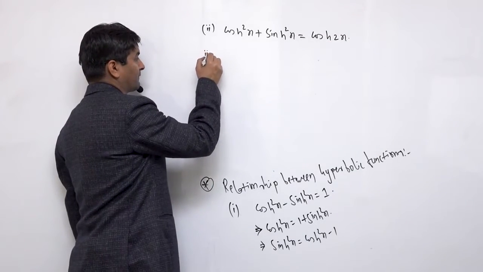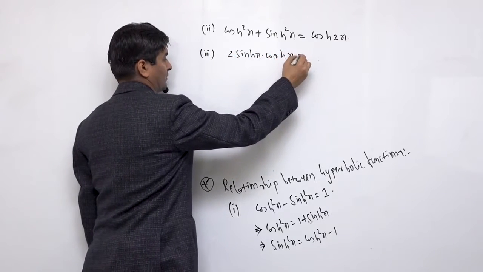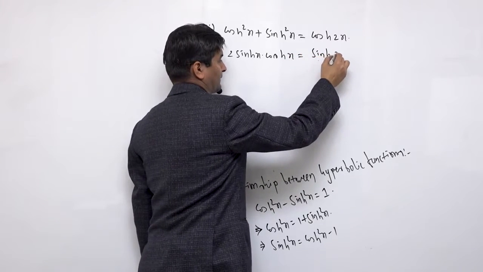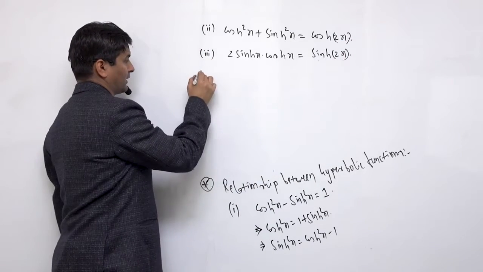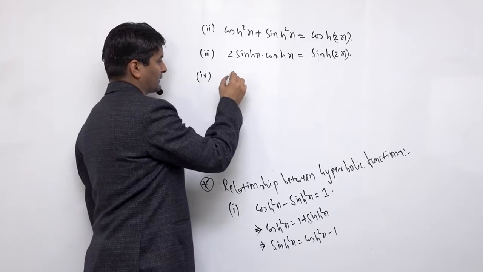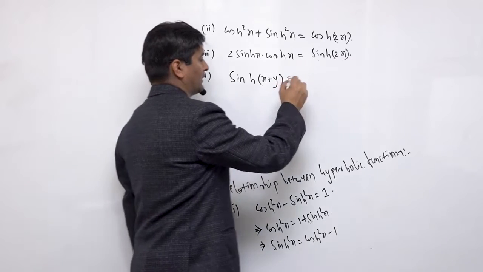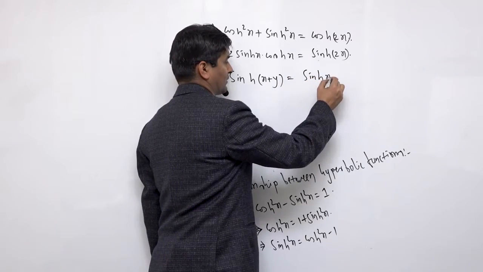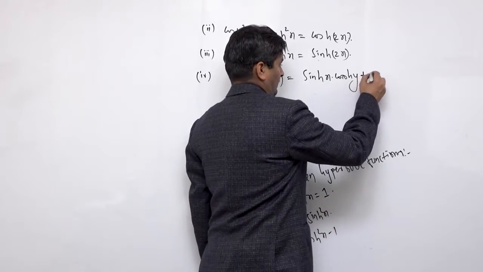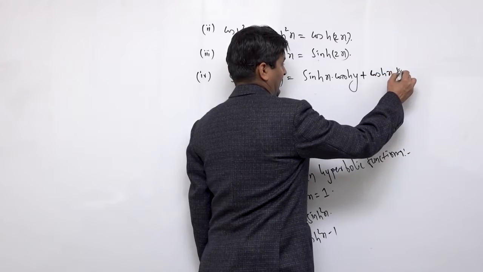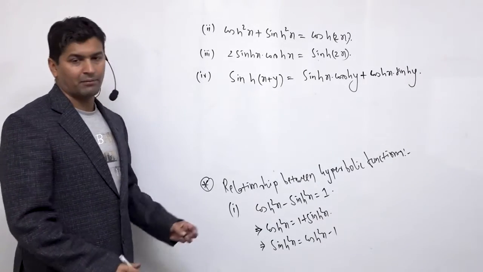And third is 2 sin hx into cos hx equals to sin h 2x. And fourth is sin h (x plus y) equals to sin hx into cos hy plus cos hx into sin hy. These are the relationship between hyperbolic functions.